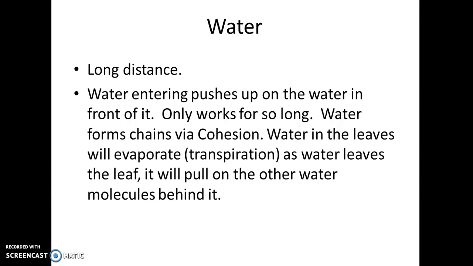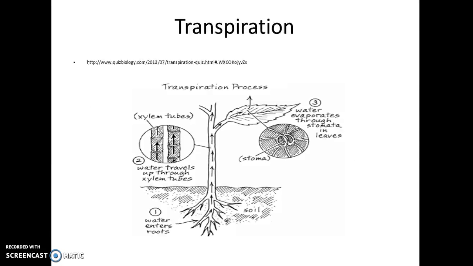Now, if the water gets to the leaves, right, the water will evaporate in the leaves. That's called transpiration. As the water leaves the leaf, it will pull by cohesion on the water molecule behind it. And as it pulls on the water molecule, the other water molecules will move up the xylem. And that's called the transpiration pull. So here we have the water being pulled up the xylem tubes. The water evaporates over here, and as the water evaporates, it will pull the water up the xylem.